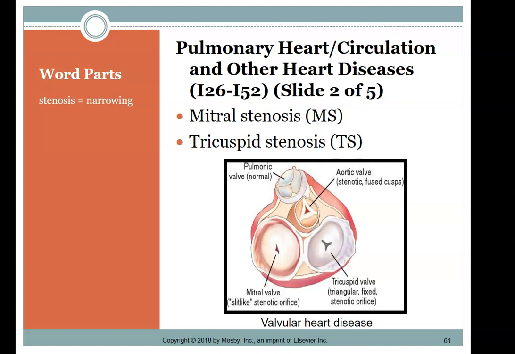Tricuspid stenosis is a relatively uncommon narrowing of the tricuspid valve associated with lesions of other valves caused by rheumatic fever. The symptoms could include jugular vein distension and pulmonary congestion. And then the word part for this page would be stenosis equals narrowing.